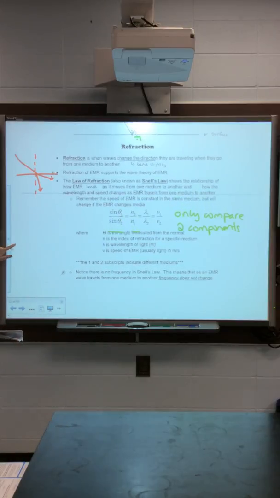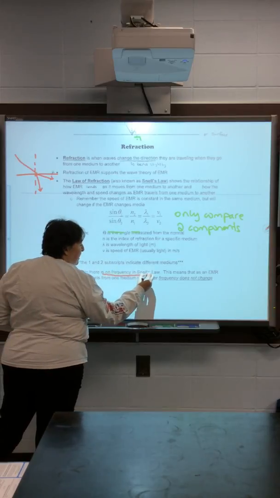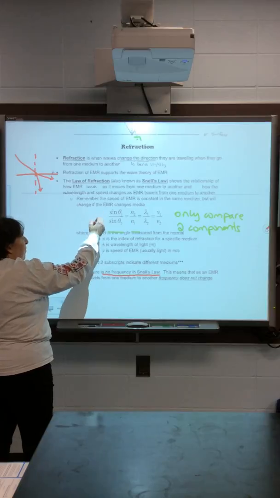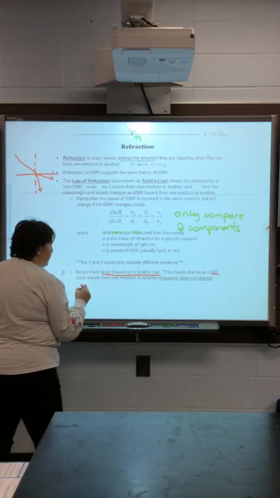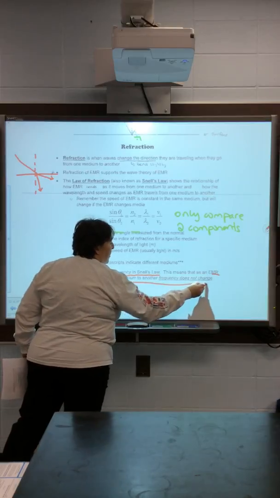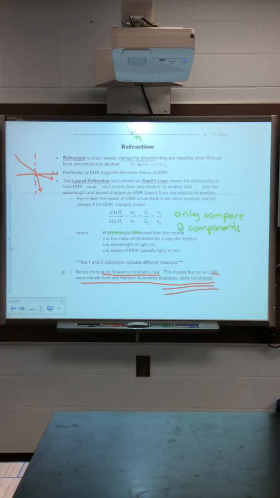There's no frequency. This is really important. There's no frequency in the formulas for Snell's law. There's no F1 and F2 here. When EMR moves from one medium to another, the frequency does not change. Okay? There's no involvement there.